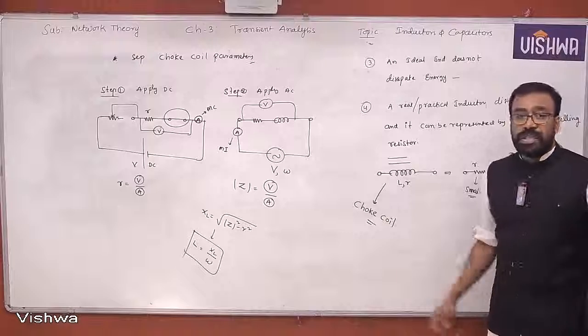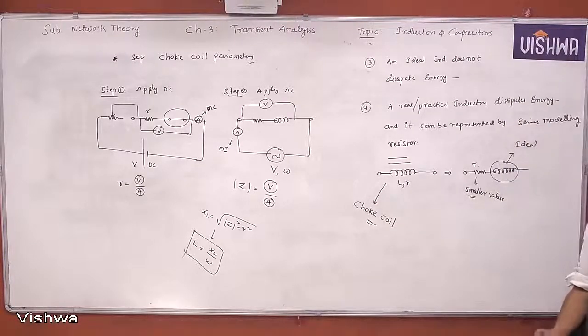Please note down all of you. It's a simple experiment, choke coil parameters. What are you trying to do here? First you are giving DC, then you are giving AC.